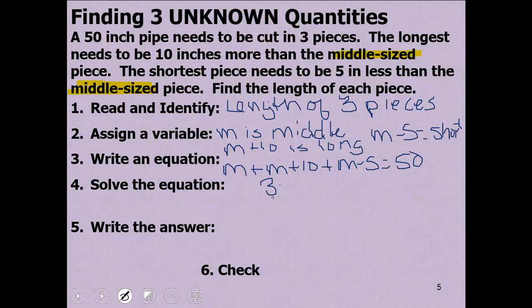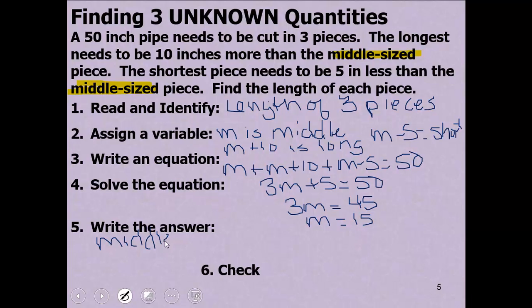So I have 3m plus 5 is equal to 50. I'm going to subtract 5 from both sides, so 3m is going to equal 45. M is going to equal 15 when I divide by 3. So my long piece is going to be m plus 10, which is 25, and my short piece is going to be m minus 5, which is equal to 10.